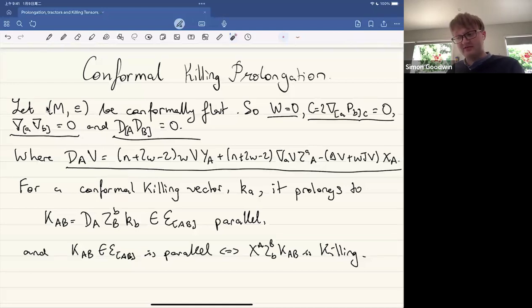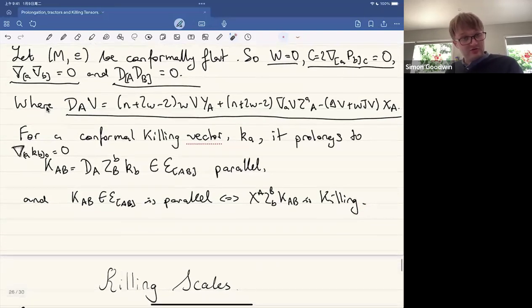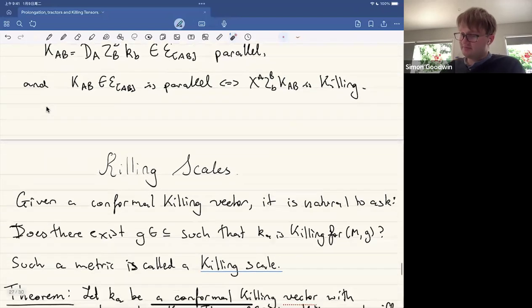And so what we can do is, let's start with rank 1. Because it's such a meandering route, I'll give a little reminder of what that equation was. That was essentially saying the trace-free part of this is 0. And what we can do is we can take this vector, plug it into a tractor, and apply D to it. Looks very similar to our projective case. And we end up with an equation that this one is parallel if and only if this one is killing. Which again gives us a full prolongation. So we have a full prolongation for killing vectors.